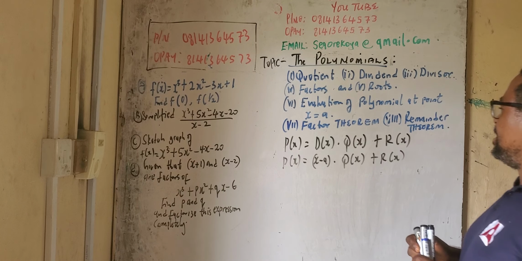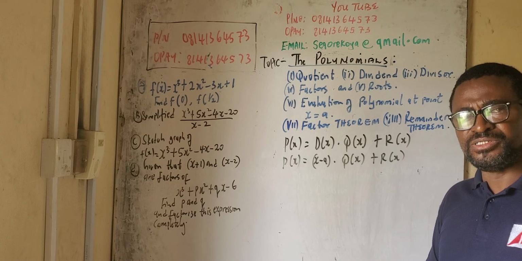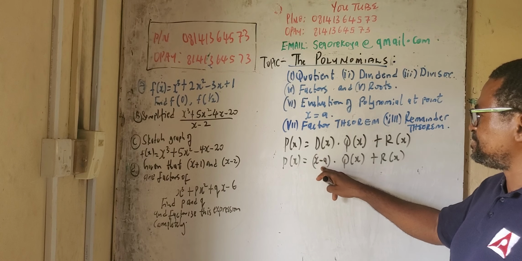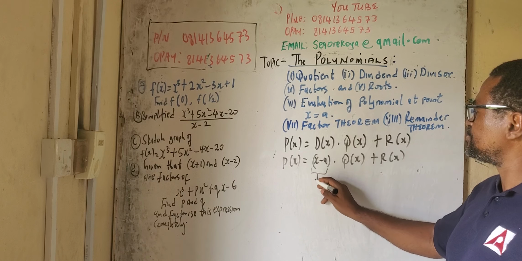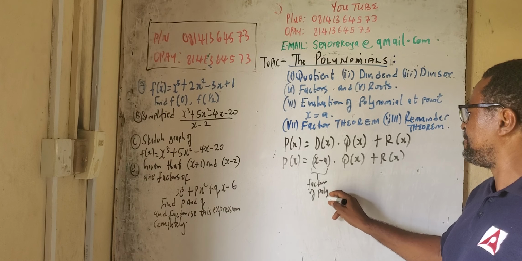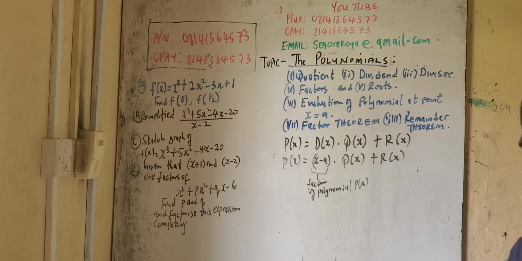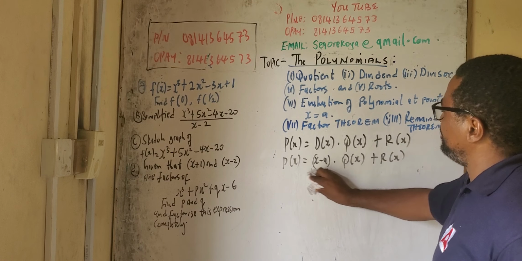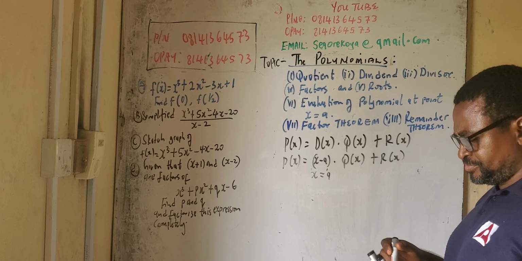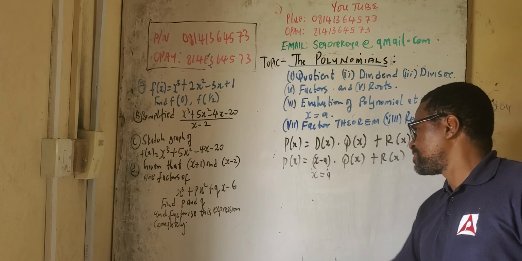Now, I want to introduce the idea of the remainder theorem and the factor theorem. This particular x minus a, which is my divisor function, is called a factor of polynomial p of x. So now, when the value of x is equal to a, that means anywhere I see x, I will put a there.